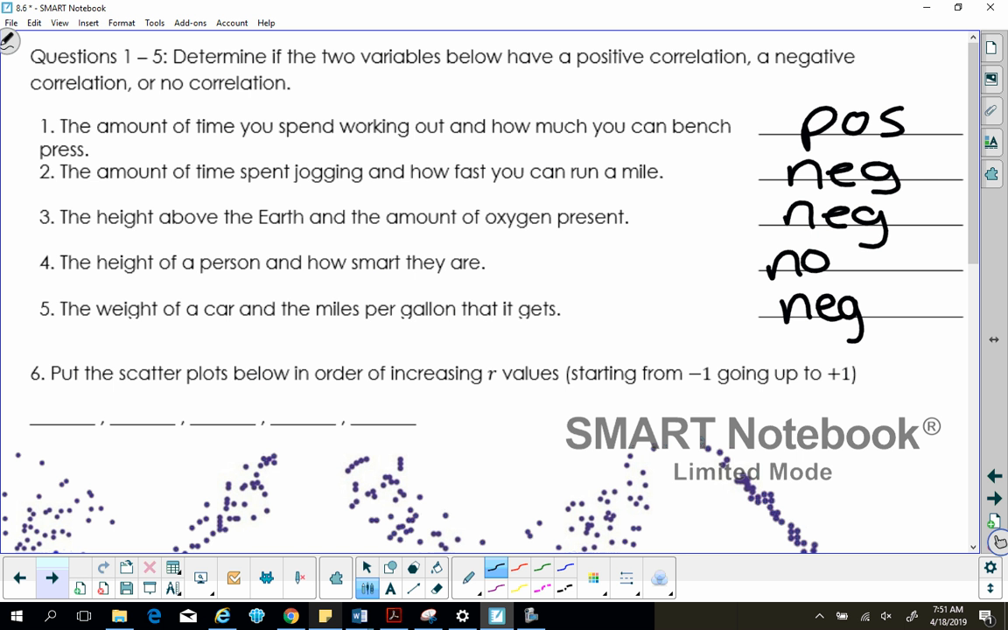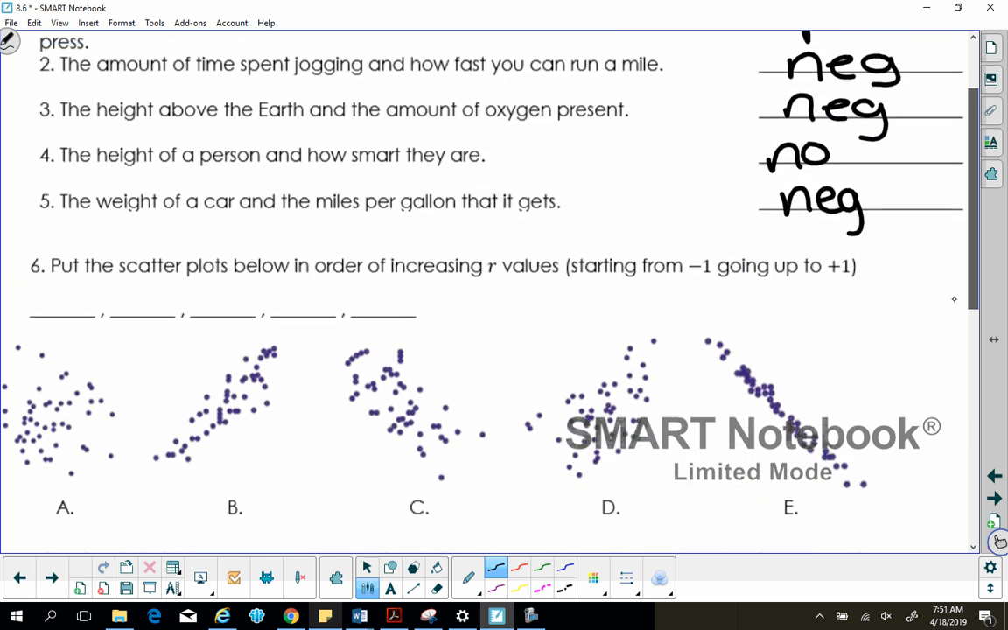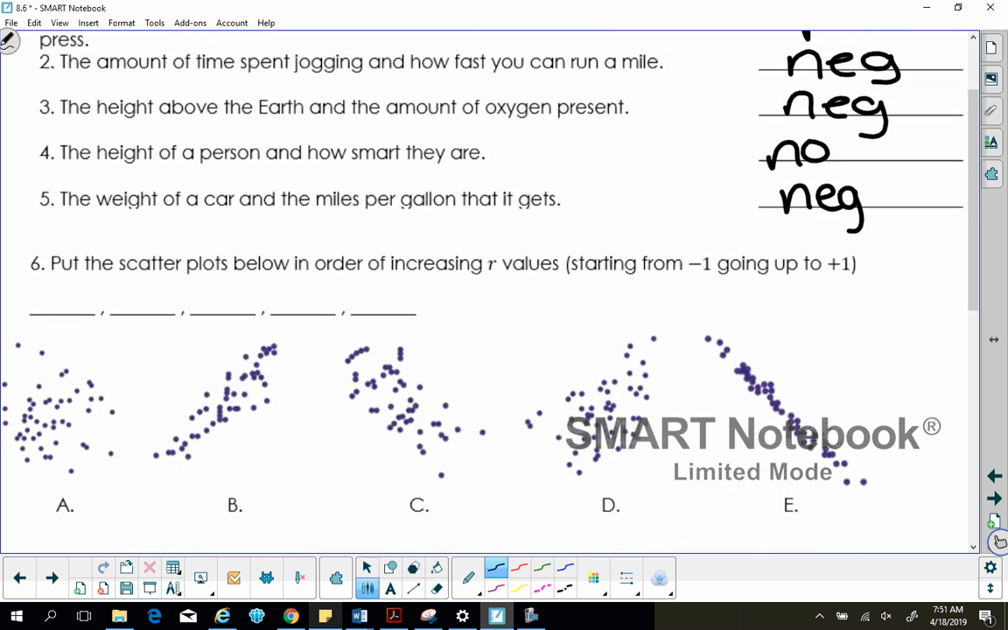Okay, last thing before you practice on Delta Math is this right here. You're not doing the bottom part, you're doing the bottom part later. This part, you're just putting them in order, starting with the strongest negative over here and the strongest positive over here. So you're just putting them in order, like for A, B, C, D, E.